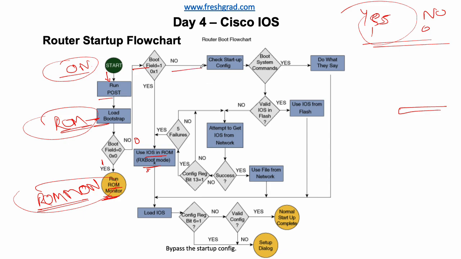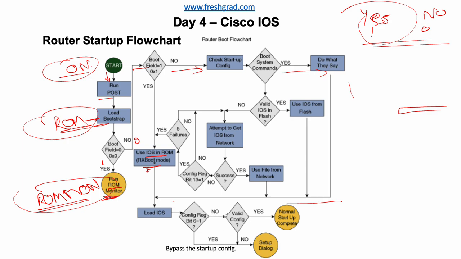So what happens if it's a no? It goes this way. It checks the startup configuration for any boot system commands. If there are any boot system commands, it does whatever they say. It comes back here and then this way, and it loads the IOS. If configuration register bit 6 is 1, that means yes, and it goes to the initial setup dialog of the router, because it bypasses the startup configuration.